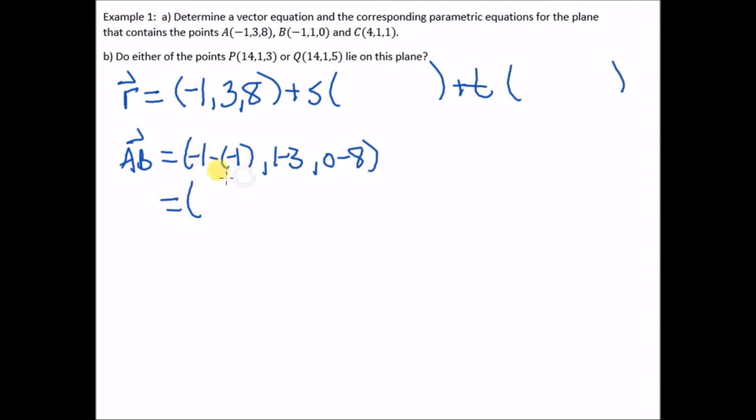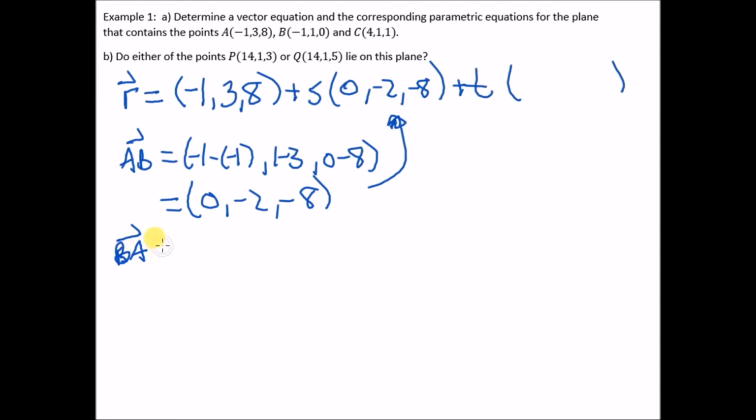So -1 plus 1 basically is 0, -2, -8. So we can go ahead and sub that in right here. 0, -2, -8. And just be aware that if you find AB or if you find BA, it's a multiple of -1. So if you found, just for an example, vector BA, you're actually going to get 0, 2, and 8. However, because these are equivalent, we cannot use both of them. We have to find a unique one.